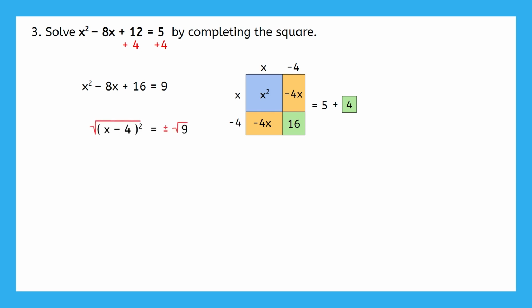We take the square root of both sides and cancel the square on the left. Square root of 9 is 3, so we're left with x minus 4 equals plus or minus 3. We add 4 to both sides and get 2 solutions. The first is negative 3 plus 4, which is 1, and the second is 3 plus 4, which is 7.